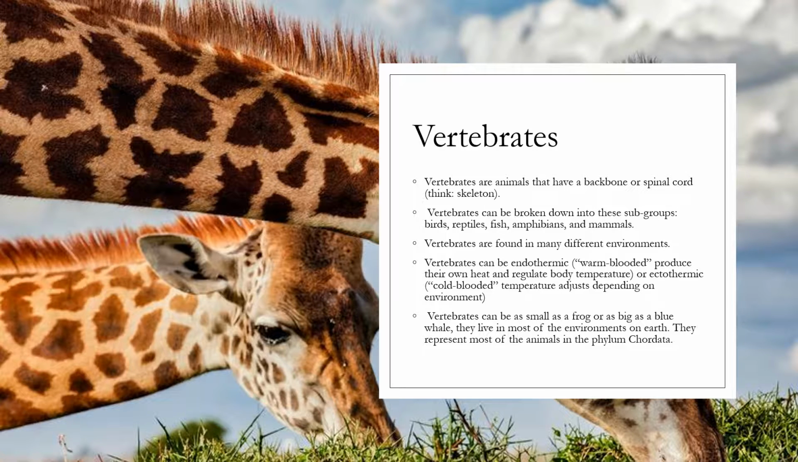Vertebrates can be endothermic, which means warm-blooded, so they regulate their own heat and body temperature, or ectothermic, which means cold-blooded, meaning that their temperature depends on their environment. Vertebrates can be as small as a frog or as big as a blue whale, and they live in most of the different environments on Earth.